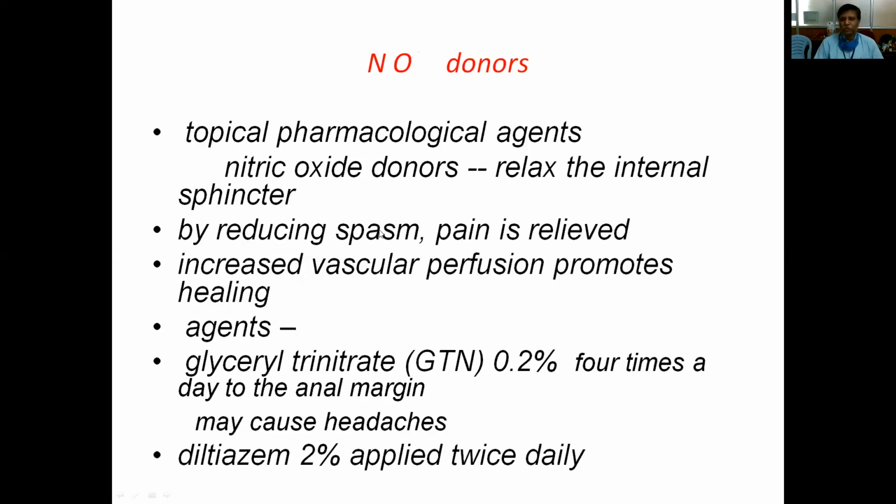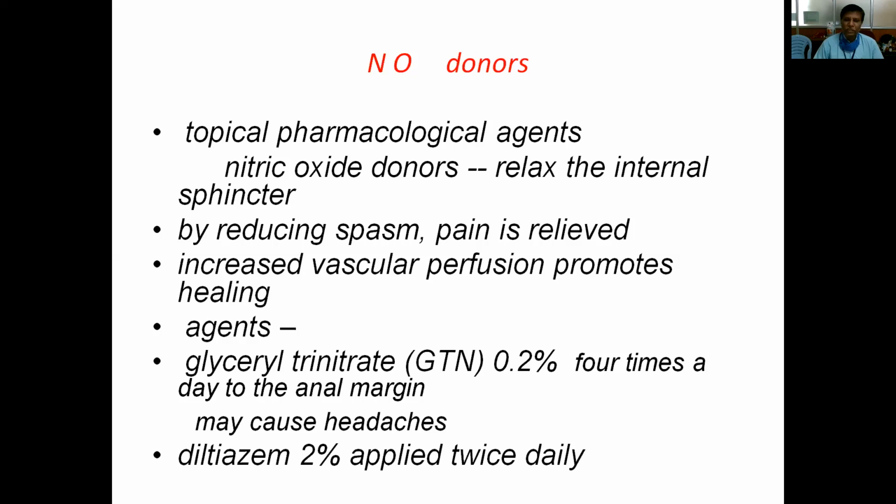Along with the aforesaid general features, you may have to give specific pharmacological agents which will relax the internal sphincter. Majority of these things are nitric oxide donors. Nitric oxide is a neurotransmitter. I said NANC fibers will release nitric oxide in the last class. If this is applied locally, it will try to relax the internal sphincter muscle and abolish the spasm.